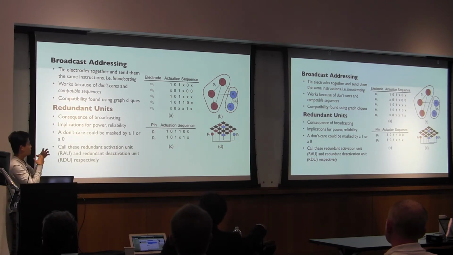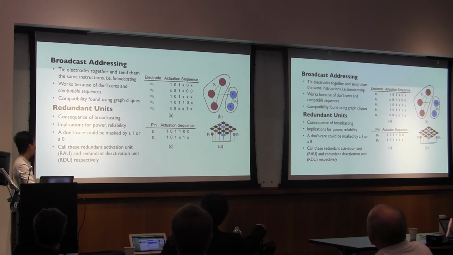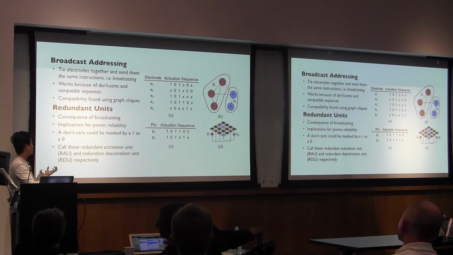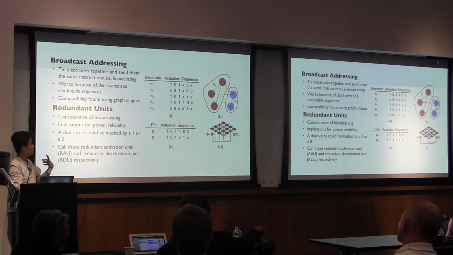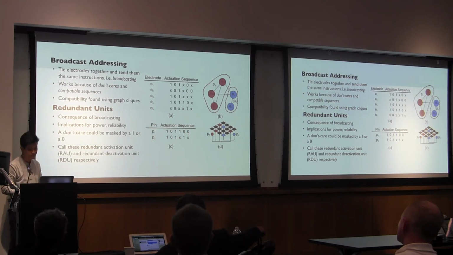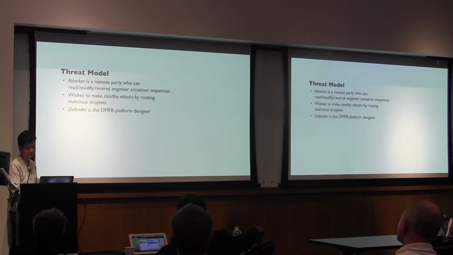All right. Now, in the process of doing so, we have this thing that's called a redundant unit. And a redundant unit is basically a don't care that's masked by a 1 or a 0. So we're going to call these redundant activation units and redundant deactivation units respectively. These have implications for power and reliability that has been explored extensively in the past, because if you have an activation where you don't need one, then you're expending energy, and also you're degrading the electrode lifetime. Okay? So we're going to get to a picture, which hopefully make this clear in a second.